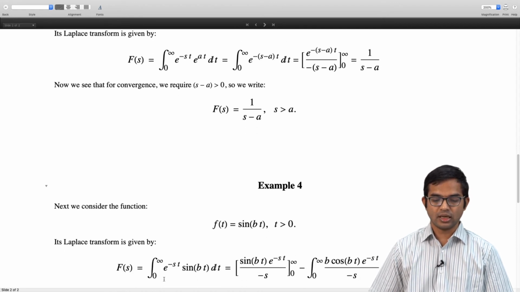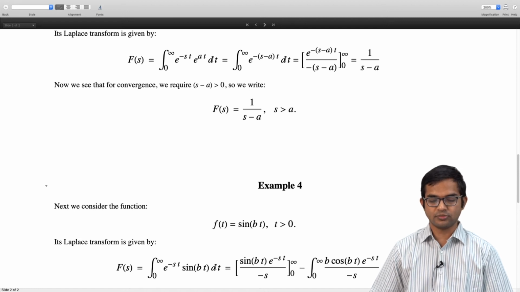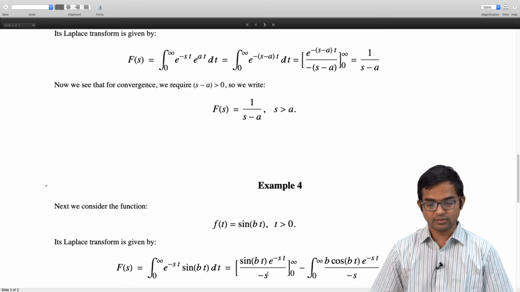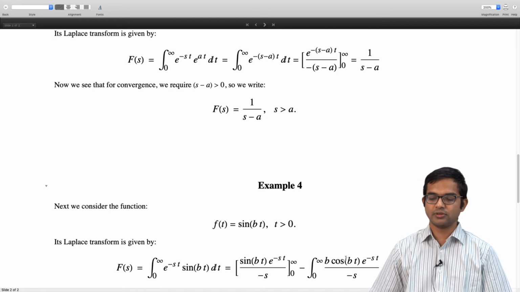A little more work is involved here. So e to the minus st sine of bt. Again we do it by parts. It's u dv, so you get sine of bt times e to the minus st divided by minus s from 0 to infinity, minus the integral from 0 to infinity. You have to take the derivative of this, so you get b cosine of bt times e to the minus st divided by minus s.